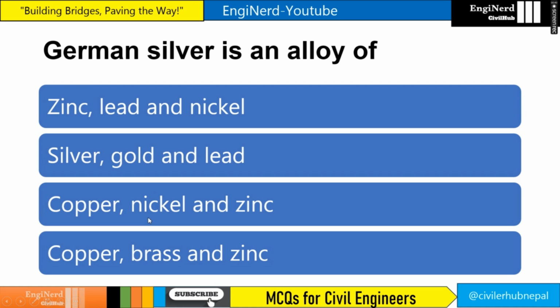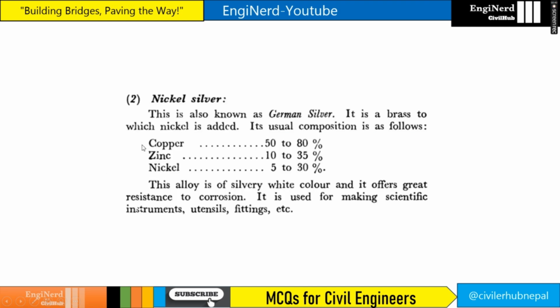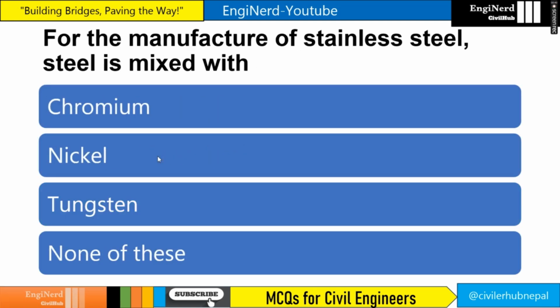German silver is an alloy of zinc, lead, and nickel; silver, gold, and lead; copper, nickel, and zinc; copper, brass, and zinc. The answer is copper, nickel, and zinc, right? So if we see here, copper, zinc, and nickel. For the manufacture of stainless steel, steel is mixed with what?